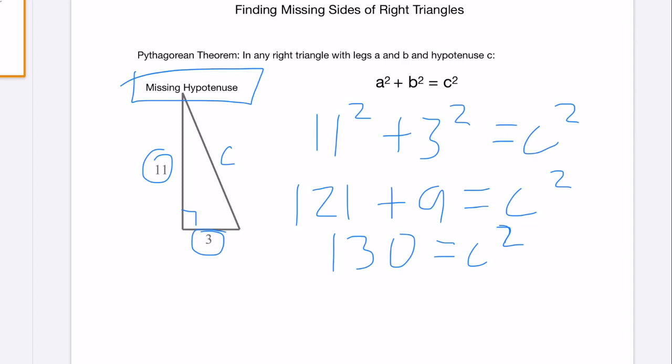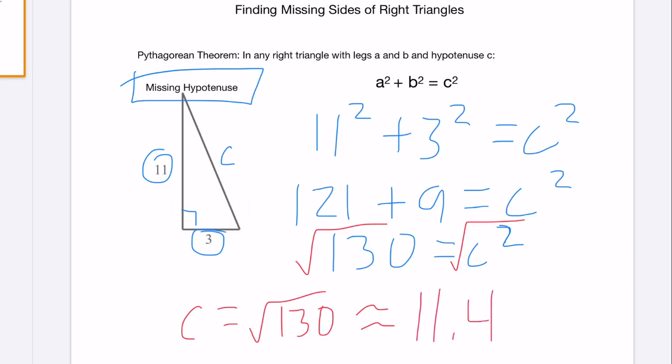It has a square. A lot of people forget the inverse operation of that square. The way that we undo squaring is to take the square root. So we take the square root of both sides, so c ends up being the square root of 130. 130 is not a perfect square, so it's an irrational number. If we wanted to estimate that to the nearest tenth, that ends up being about 11.4. So for this particular triangle, the missing hypotenuse is 11.4. And remember, the hypotenuse is always the longest side, and that checks out. 11.4 is bigger than both 11 and 3.